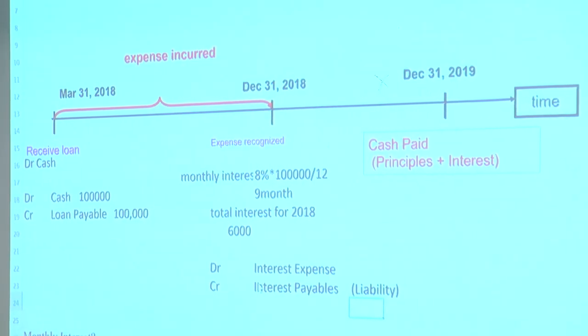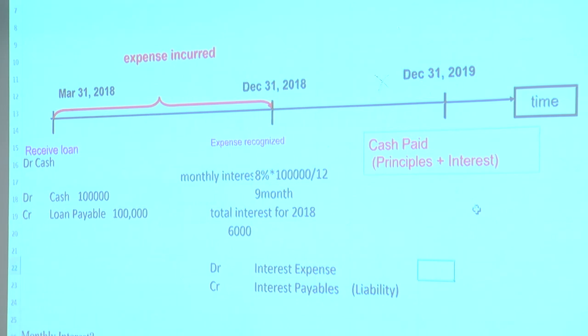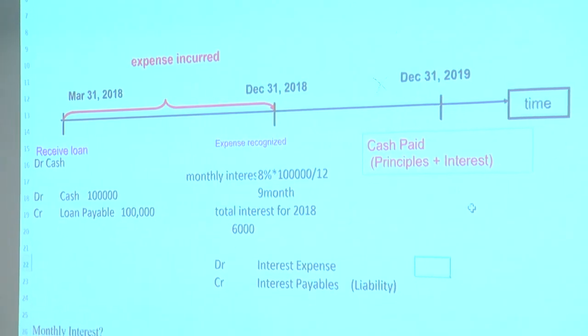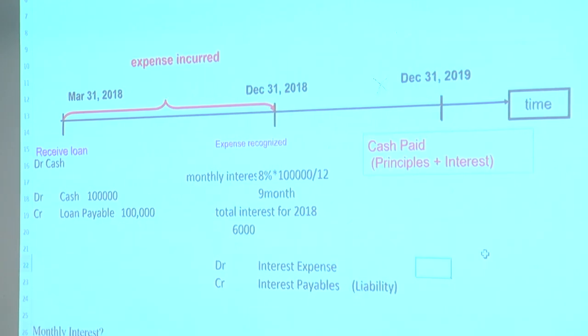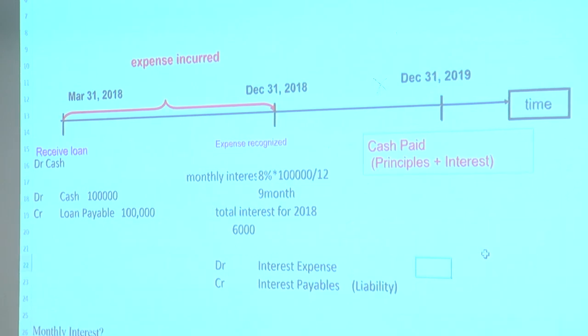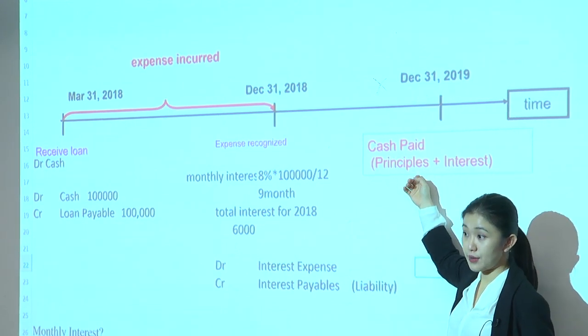Now the last one, this is actually December 31st, 2019, the most tricky one. I want to do it so that you know, in case you have seen questions on it. So on the last date, we pay everything. We pay the principal, we pay the interest, and we pay them together. And we pay it by cash, so cash must decrease.